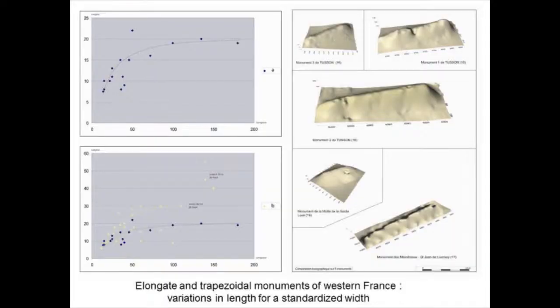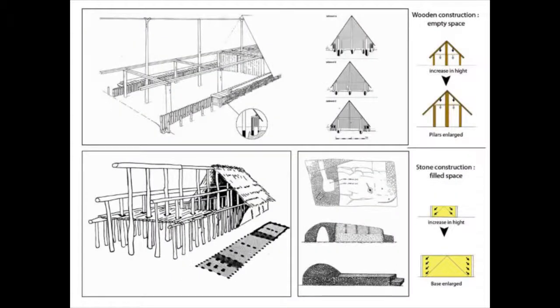If we see all the elongated trapezoidal monuments like this one, which is as large as the Tumulus Saint-Michel at Carnac, which is south of the Loire, if you see their dimensions, you can see that their width is the main constraint. They can be 30, 40, 50, 100, 180 meters long, but always between 10 and 20 meters wide, which is quite strange.